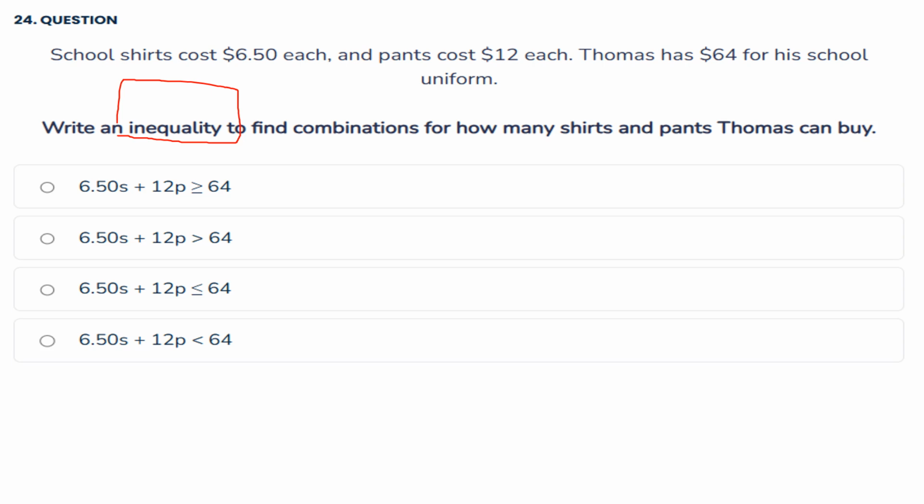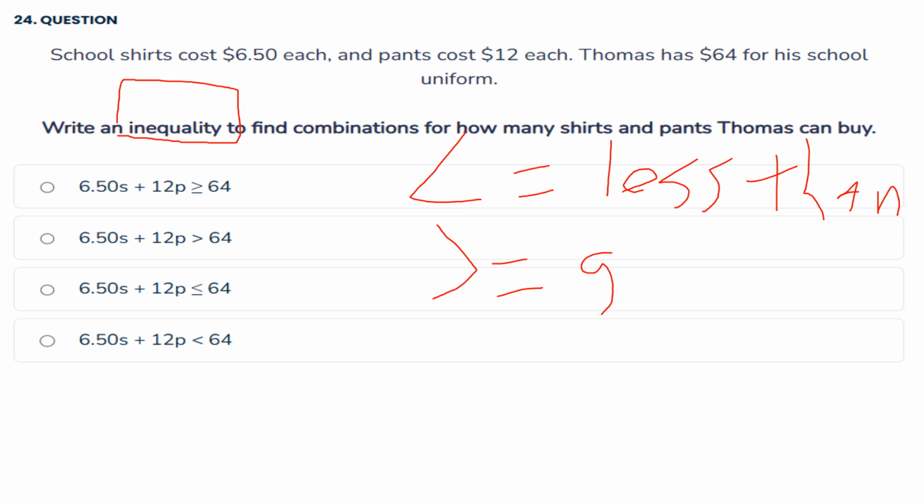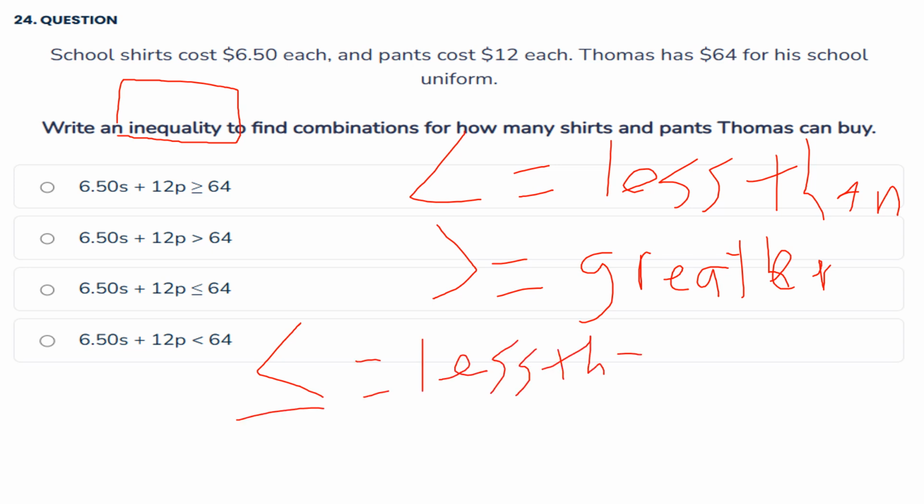So if you remember, inequalities go this sign, equals, less than, then we have greater than, and then we have less than or equal, and then we have greater than or equal.